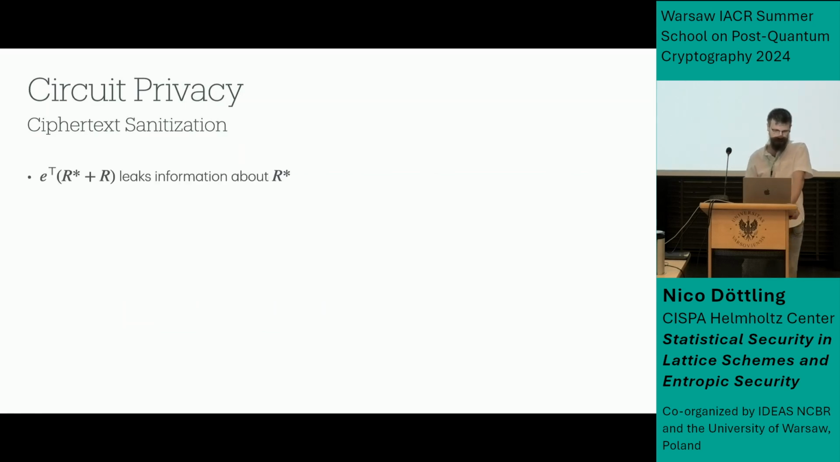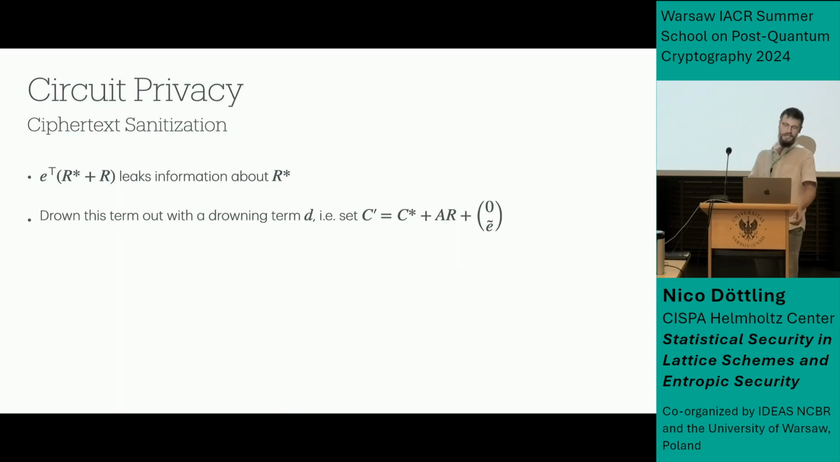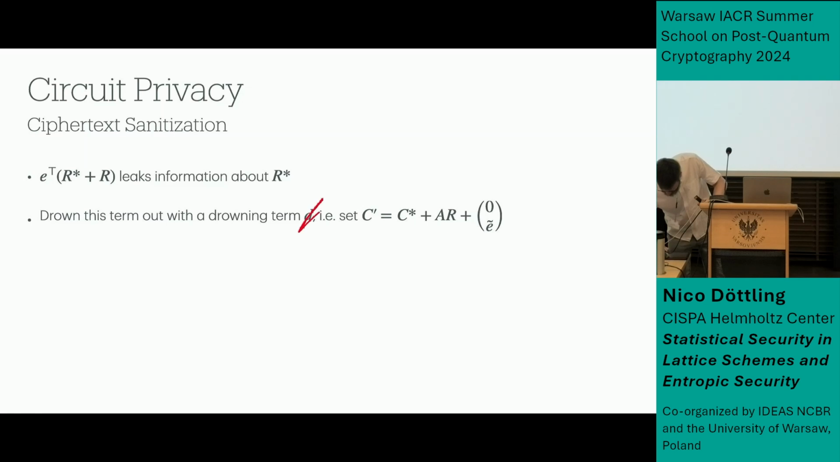This E transpose times R star plus R still leaks information about R star, and the way to get rid of that is to additionally introduce a drowning term. Here I wrote D, but this should not be D, this should just be utility. I changed it everywhere, but there.